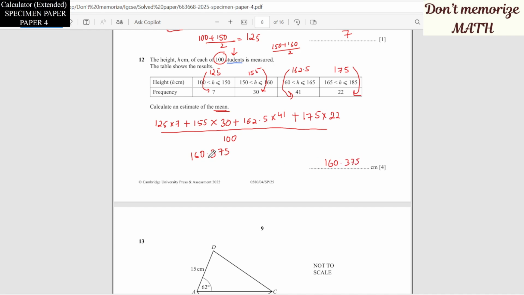If it is non-terminating, that means after the decimal point you have so many numbers, repeating or something, you have to change to 3 significant figures if it is a normal value. If it is money in dollars, you can change to 2 decimal places, and if it is an angle, you change it to 1 decimal place. Here it is a terminating decimal, so you can write the full number. So this is the answer. I hope question number 12 is clear for you.